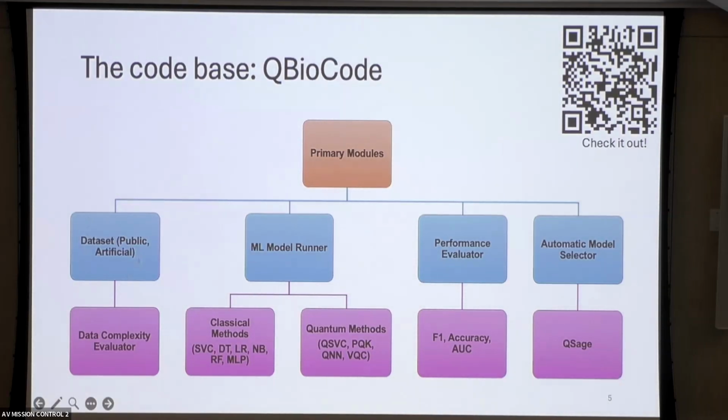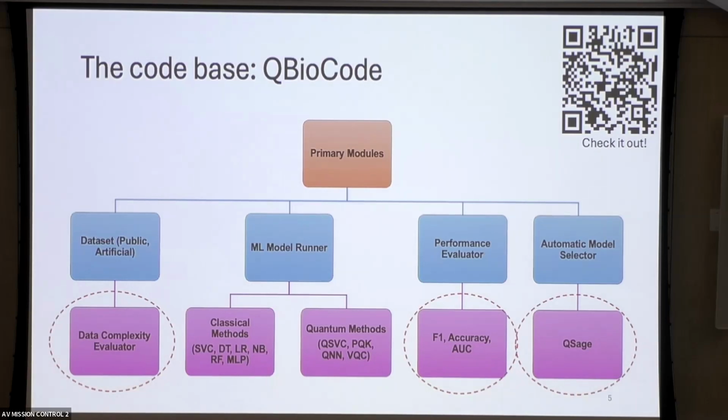Over here on the left, we have the data set selection, where you can create your data or upload your own data. We have the model runners, then the performance evaluator, and lastly, the automatic model selector. At the end of it, what you get is a data complexity evaluation, which I'll get to in a bit, and the performance of your models, which you can measure with an F1 score, accuracy, AUC. Once you have these two, you can start to see correlations that you can then train an oracle with. And that's what we did. QSage is our oracle that recognizes these complexity evaluations with model performance. And I'll explain how that works in a bit.